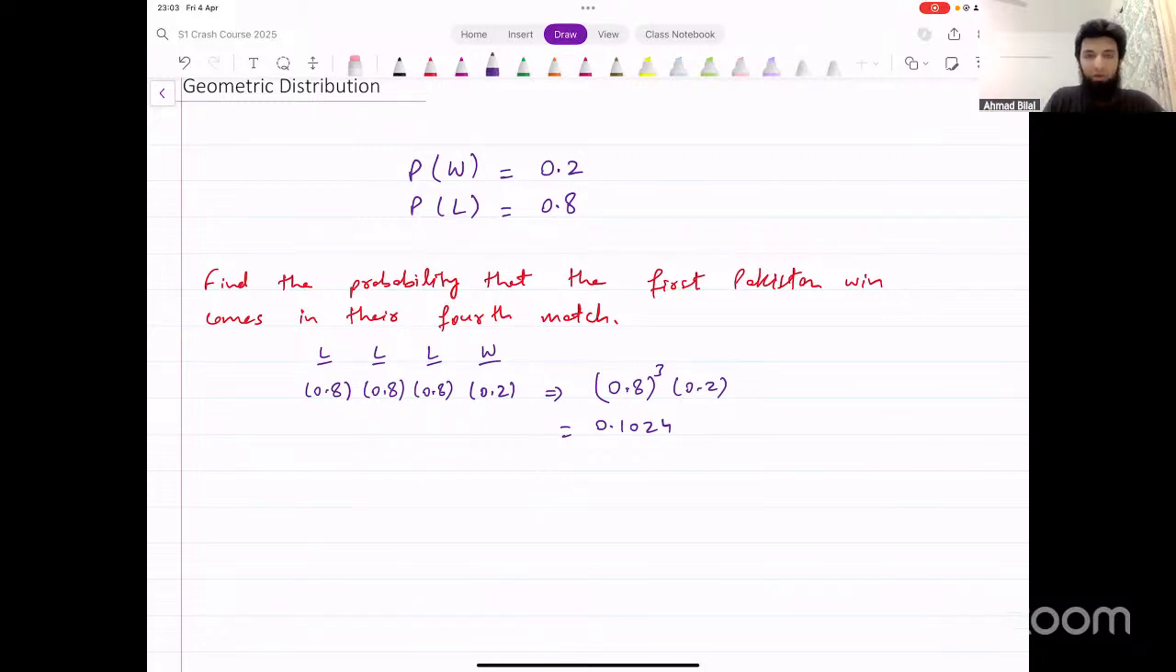The total number of matches here is not relevant, right? In binomial, we wanted the total number of matches as well. If we had 10 matches, we wanted to see, out of 10, what's the probability of getting 4 successes, 4 wins? Now, in this case, we don't care about the total number. The total number could be infinite, doesn't matter. We just care about the first win.